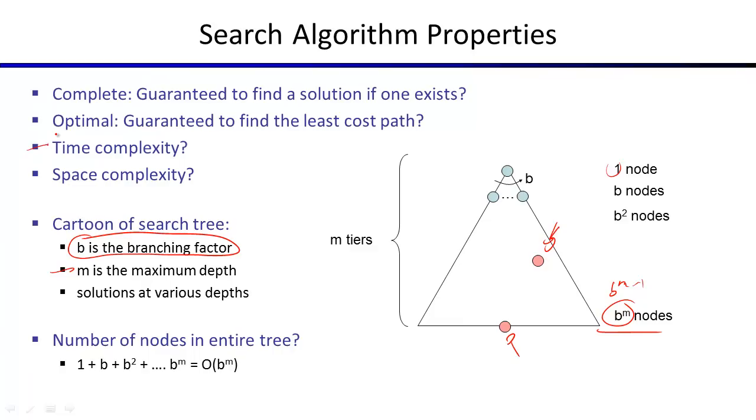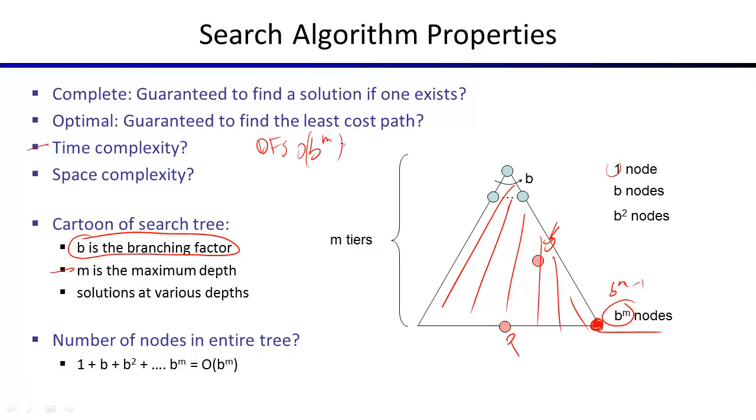I hear B to the M. Why? Well, the worst case is when the solution is sitting right there in your search tree, right? You sweep through the entire search tree until you finally find the solution. So depth-first search would have a B to the M running time complexity.